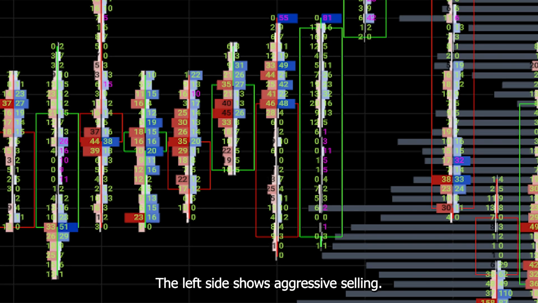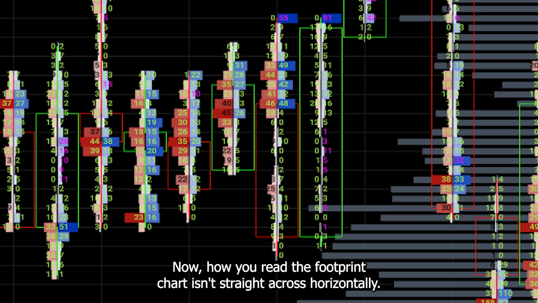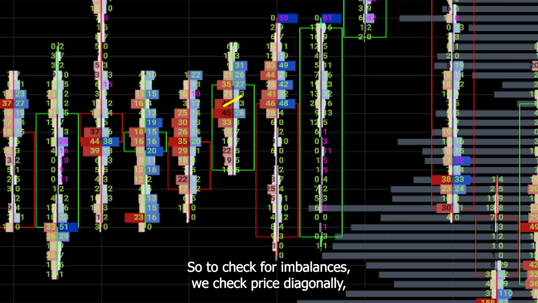Alright, so how do you actually read a footprint chart? Let's break it down. The left side shows aggressive selling, how many contracts hit the bid. The right shows aggressive buying, how many contracts lifted the ask. A high imbalance, a big difference between bid and ask trades, signals strong buying or selling pressure. Now, how you read the footprint chart isn't straight across horizontally. It is actually diagonal. So to check for imbalances, we check price diagonally.